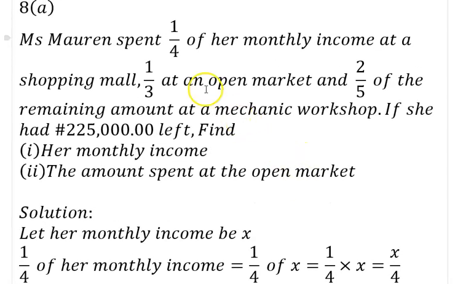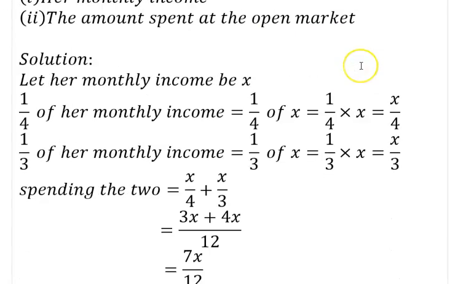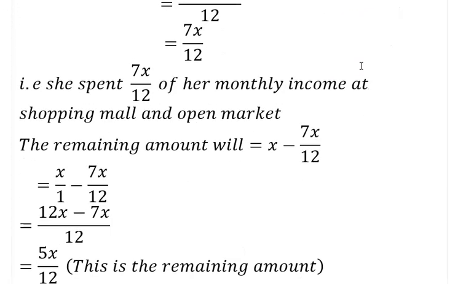Now, the question says 2 over 5 of the remaining amount at the mechanic workshop. Not 2 over 5 of our monthly income. Be careful with that. Of the remaining amount. Now, she has spent 7x over 12, sorry, of our monthly income.